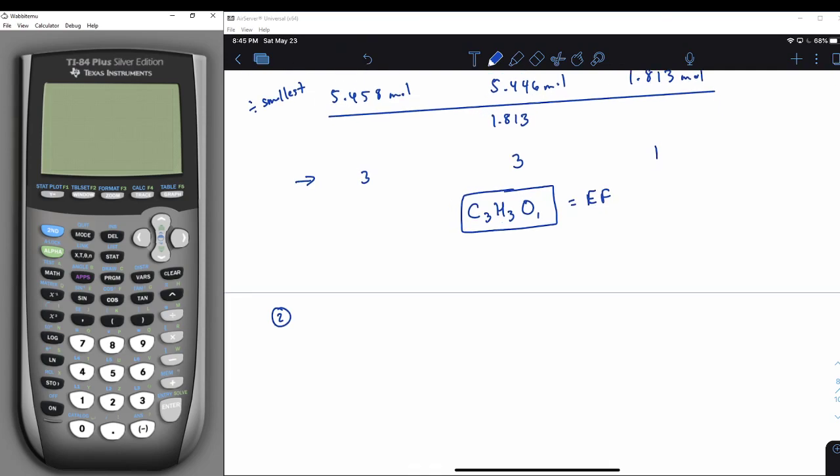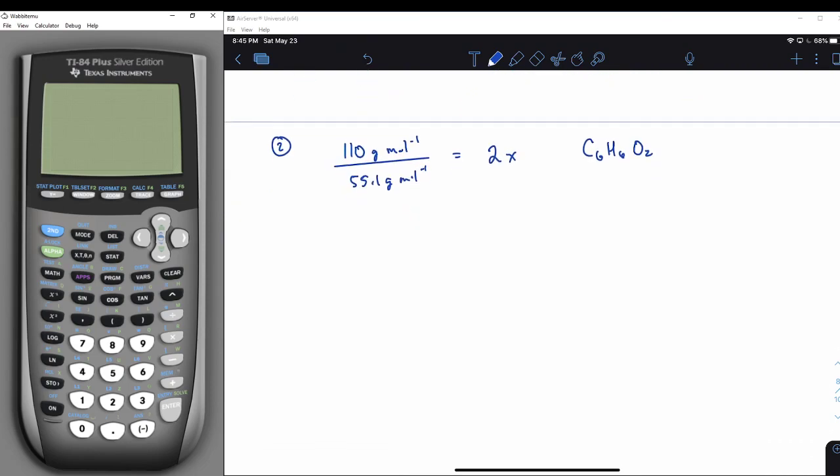Since the formula is just a multiple of itself, the mass is also a multiple of itself. And so if the problem gives you that the mass of the molecular formula is 110 grams per mole, and we know C3H3O1 weighs 55.1 grams per mole, that means that the molecular formula is 2 times as big as the empirical formula. So therefore it is C6H6O2. And you can double check by calculating the molar mass of that, and you will get approximately 110 grams.